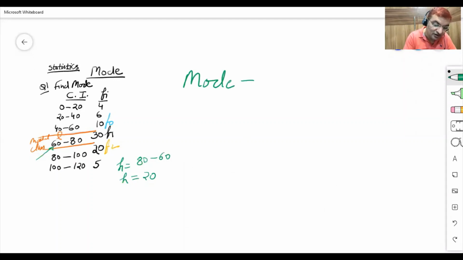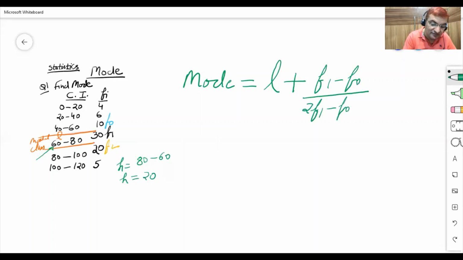We'll write the formula for mode. It starts with L. After L, there is F1 minus F0 divided by 2 F1 minus F0 minus F2, and this whole fraction is multiplied by H. So please try to learn the formula.